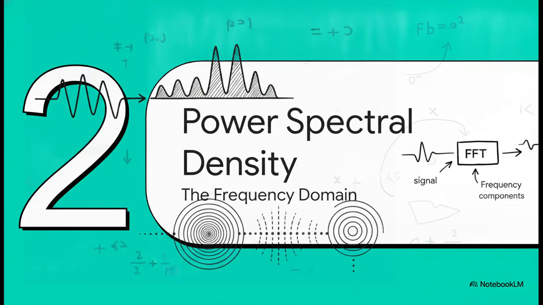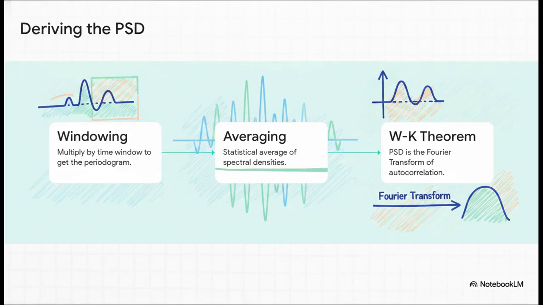Moving right along to part 2, power spectral density, where we shift into the frequency domain. So let's shift our focus to the frequency domain to really understand how a signal's power is distributed. Let's trace exactly how we derive power spectral density, or PSD. Step 1 is windowing. We isolate a specific time window of our random signal and calculate its Fourier transform to get the periodogram. But because the periodogram itself is random, step 2 is averaging. We calculate the statistical average of these random spectral densities, which brings us to the correlogram.